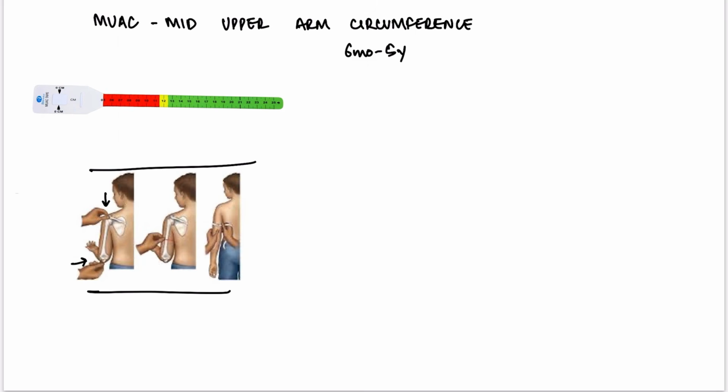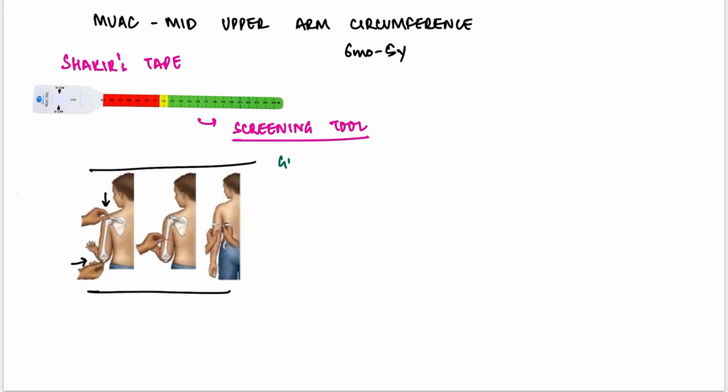We have a special colorful tape too. This tape, the colorful tape where you see a red section, a yellow section, a green section. What is this colorful tape called? This is known as Shakir's tape. This tape is actually used as a screening tool for malnutrition. So it has 3 zones, red, yellow and green.